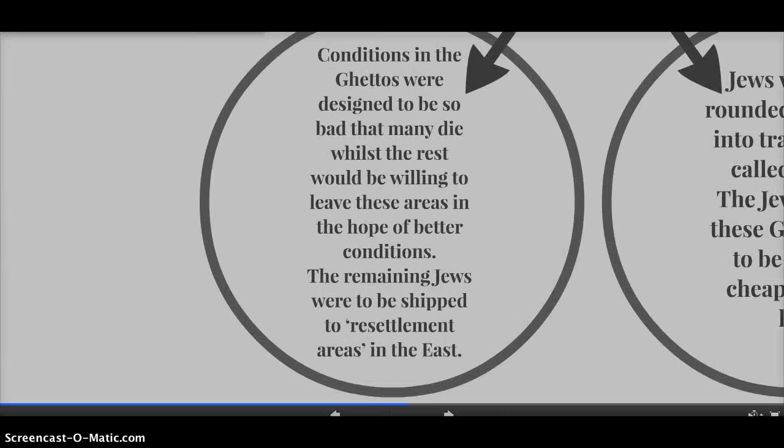Conditions in the ghetto were designed to be so bad that many would die while the rest would be willing to leave these areas in hopes of better conditions. The remaining Jews were to be shipped to resettlement areas in the east. So a lot of what they did was through deception, hoping that they would find a place better than the ghettos. Many Jews willingly left the ghettos and they were shipped to resettlement areas in the east, which were typically your concentration camps.